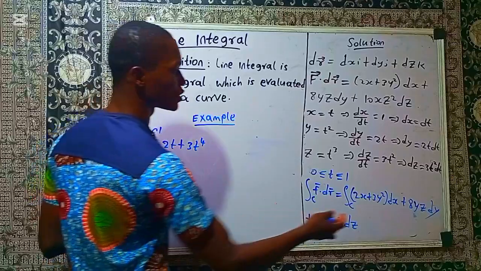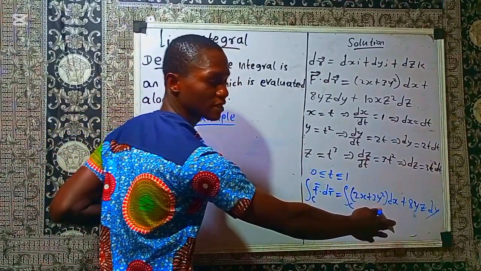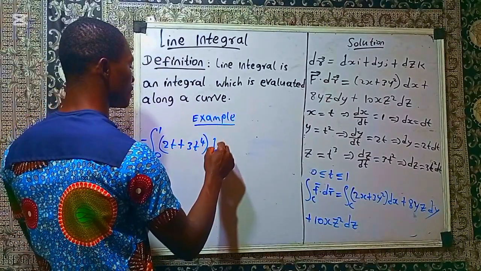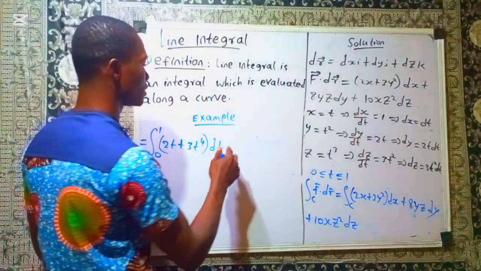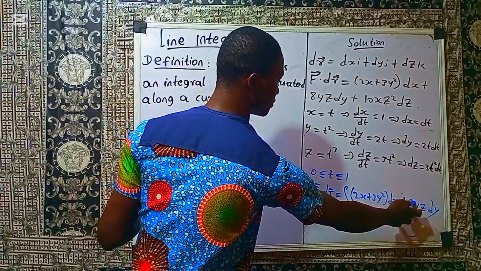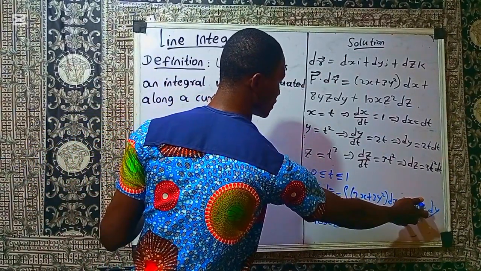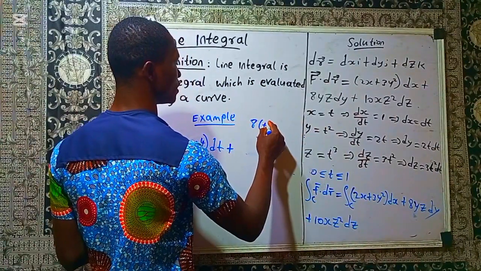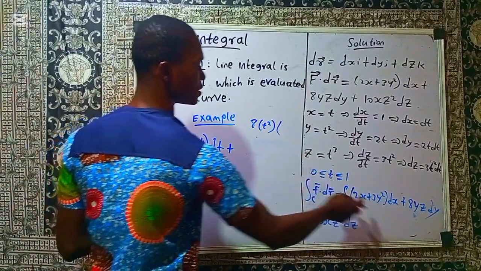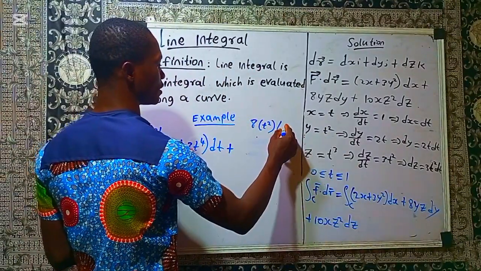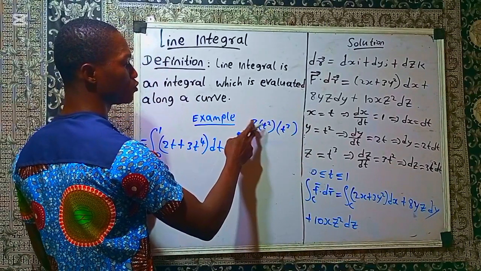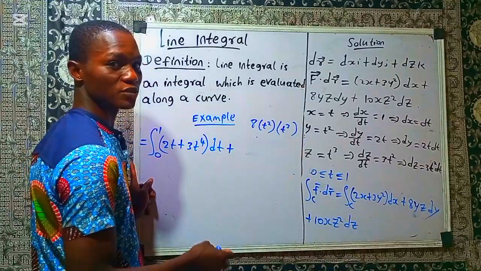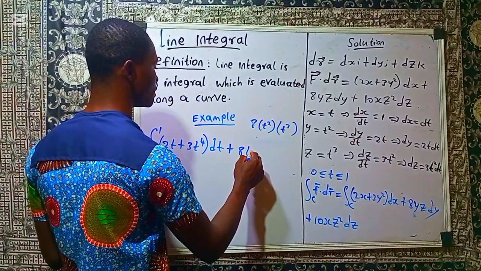Then we have already gotten dx, since x is the same thing as t, so dx is dt. So I'll put dt here. Then plus, for this place now, we have 8yz. y is t squared from what is given to us. What is z? z is t raised to power 3. So if you do t squared multiplied by t raised to power 3, you add the indices of t, you get t raised to power 5. Then multiply by 8, you have 8t raised to power 5.